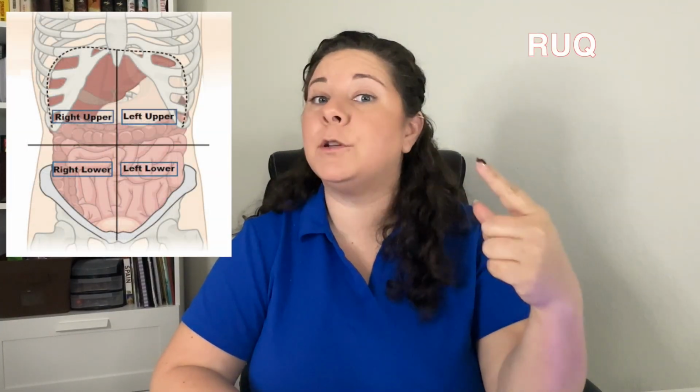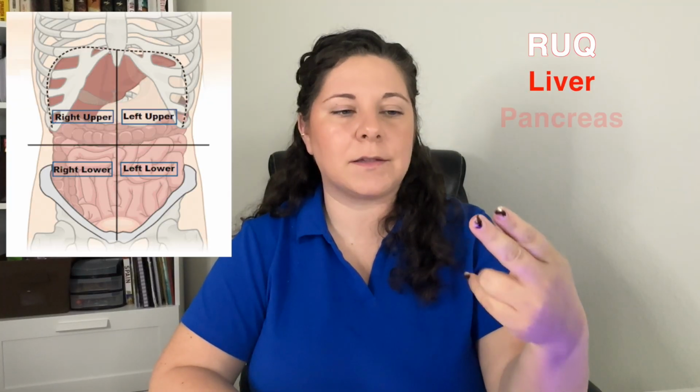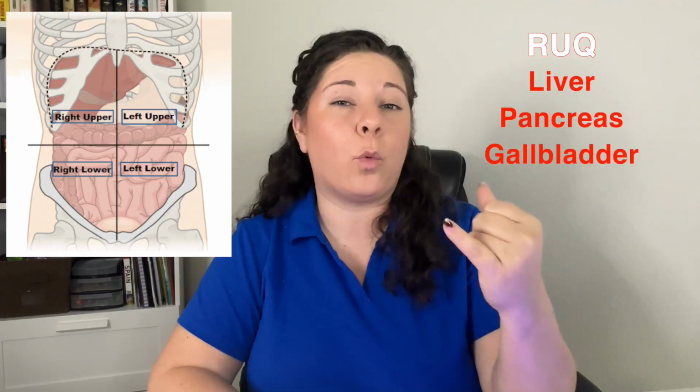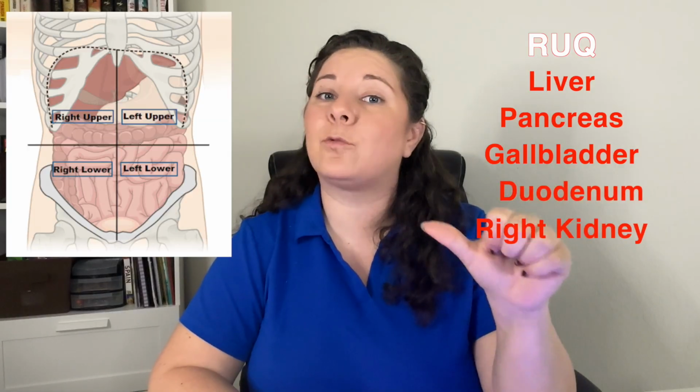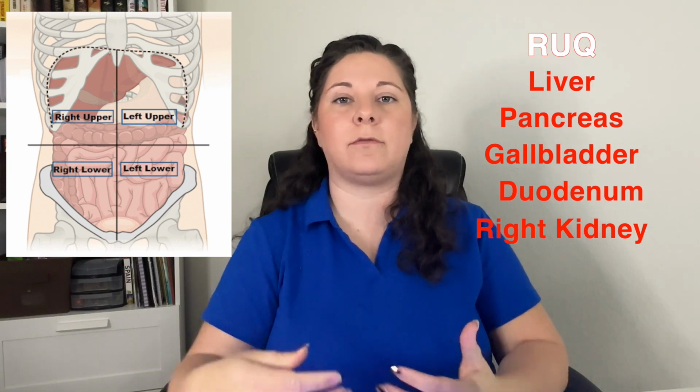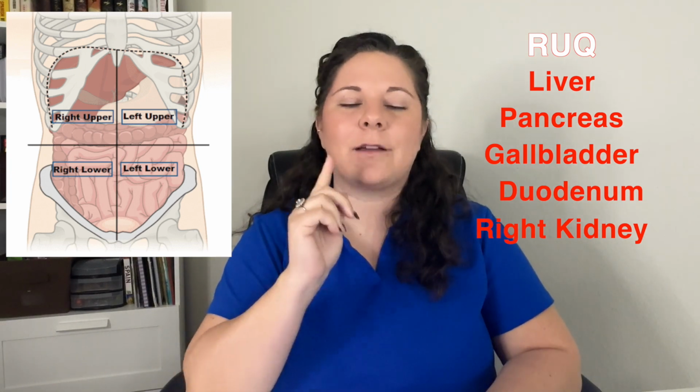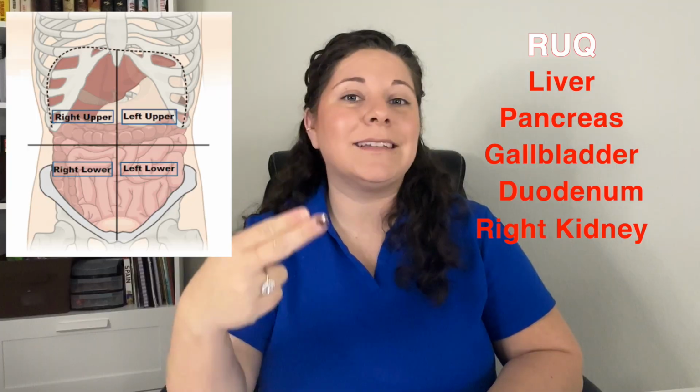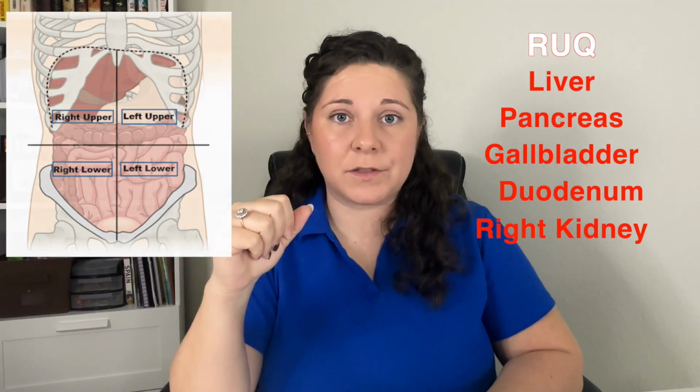Here we're going to find a majority of the liver, part of the pancreas, the gallbladder, the duodenum, and part of the right kidney. Now, a pain pattern that we often see here is when they have right upper quadrant pain, it is often gallbladder, liver inflammation, or duodenal ulcers. So, for example, if someone tells me right upper quadrant pain radiating to the right shoulder or the back, I automatically am very suspicious that it's the gallbladder, especially if they've had a very heavy carb or fatty meal within the last hour.